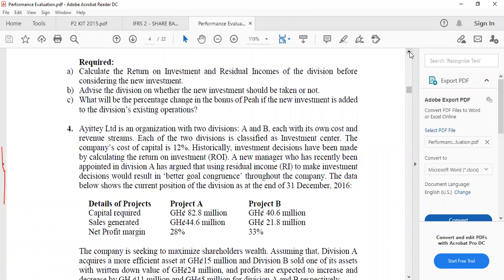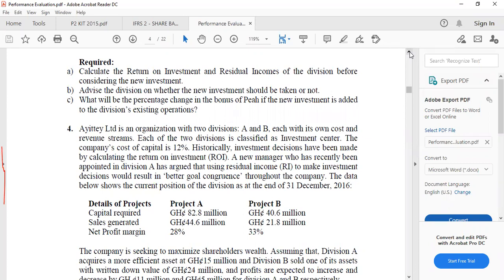Let's look at question 4 and we look at EVA. IET Limited is an organization with two divisions, A and B, each with its own cost and revenue streams. Each of the two divisions is classified as an investment business. The company's cost of capital is 12%. Historically, investment decisions have been made by calculating the return on investment. A new manager who has recently been appointed in Division A has argued that using residual income to make investment decisions will result in better goal congruence throughout the company. The data below shows the current position of the division as at the end of 31st December 2016.